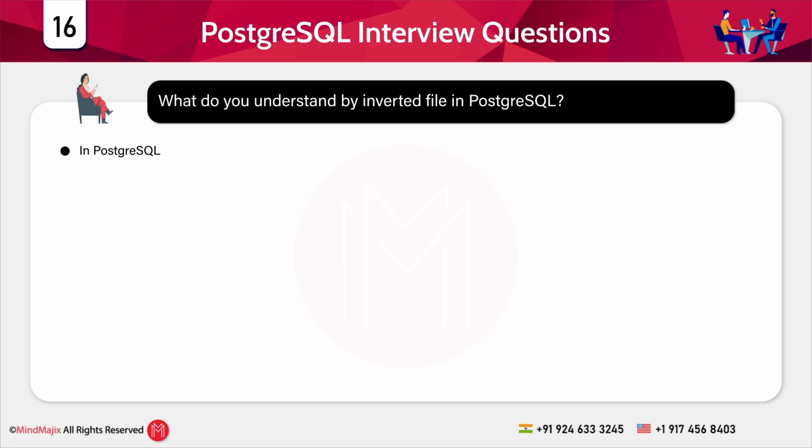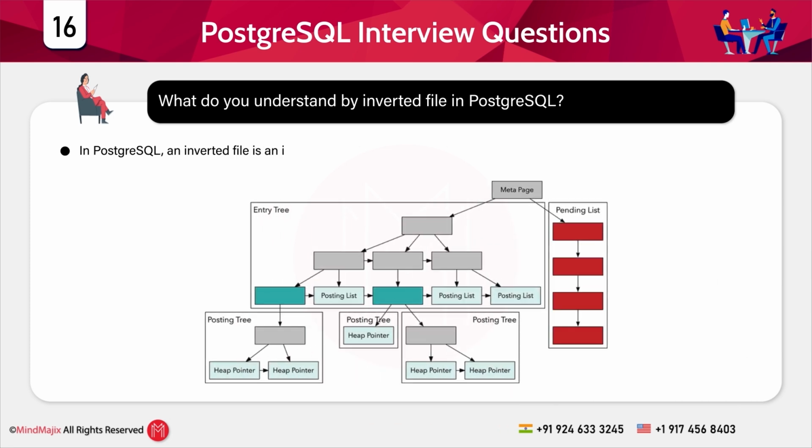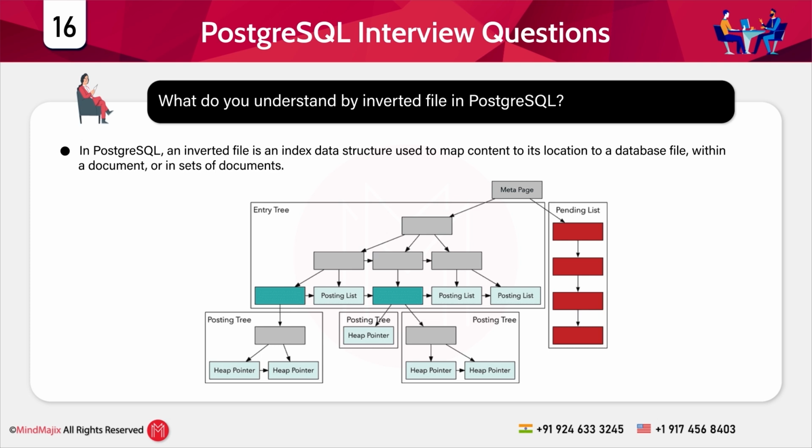So in Postgres, an inverted file is an index data structure that is used to map the content to its location in a database, within a document or in sets of documents. It generally includes the distinct words found in a text and a list containing occurrences of a word in the text. So it is used as a data structure for document retrieval systems to provide full text search.